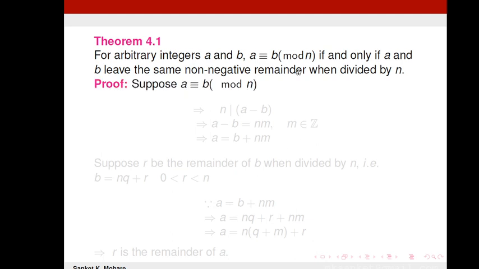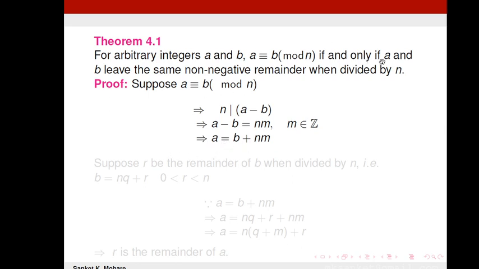So let's have the proof. Suppose a is congruent to b modulo n. So by definition of congruence, this implies n divides a minus b, and by the division algorithm, as n divides a minus b, this implies a minus b is equal to nm for m belonging to Z. This implies, if I shift minus b to the right side, it gives me a is equal to b plus nm. Here we obtain a is equal to b plus nm.